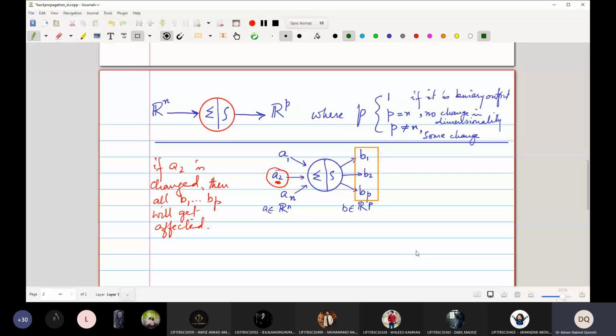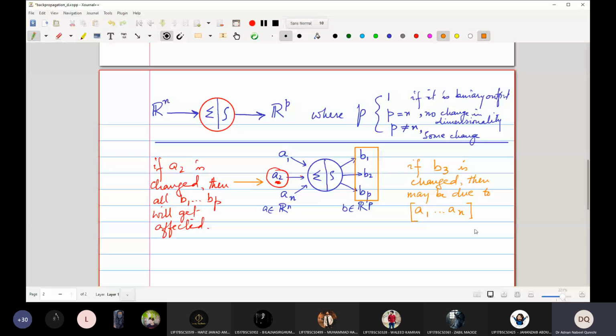Similarly, when we have to calculate the change in B1, now on the right side I am writing this. Here we wrote about A. Now we have to see, on the other side, about B we say: if B3 is changed, then it may be due to A1 until AN, all of these.